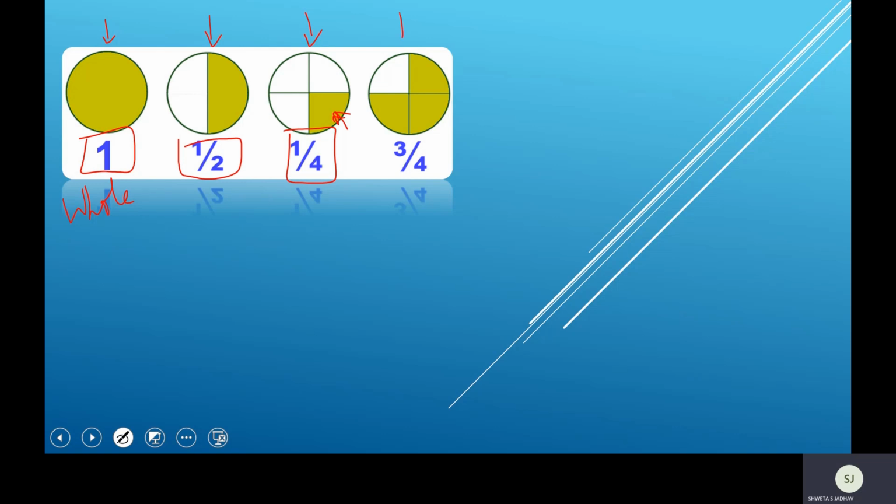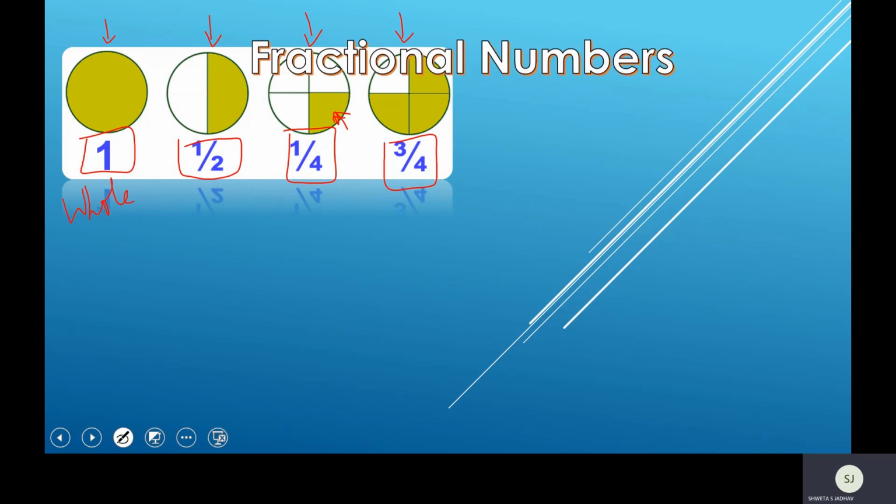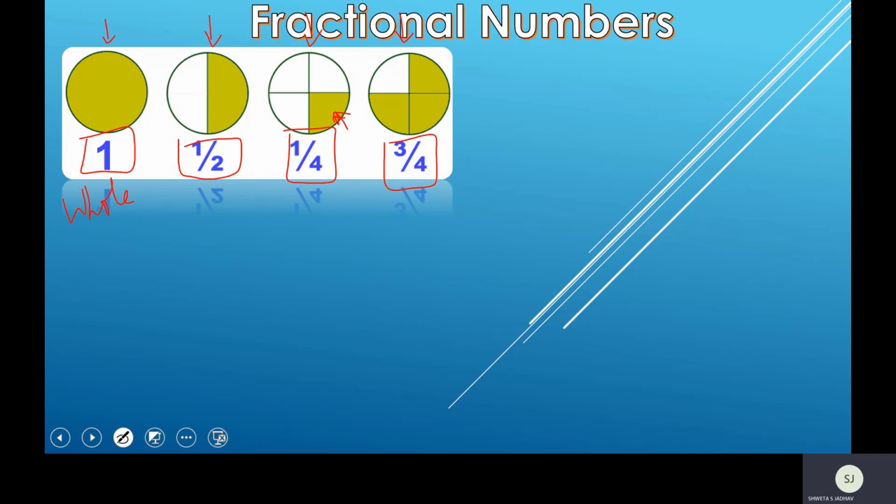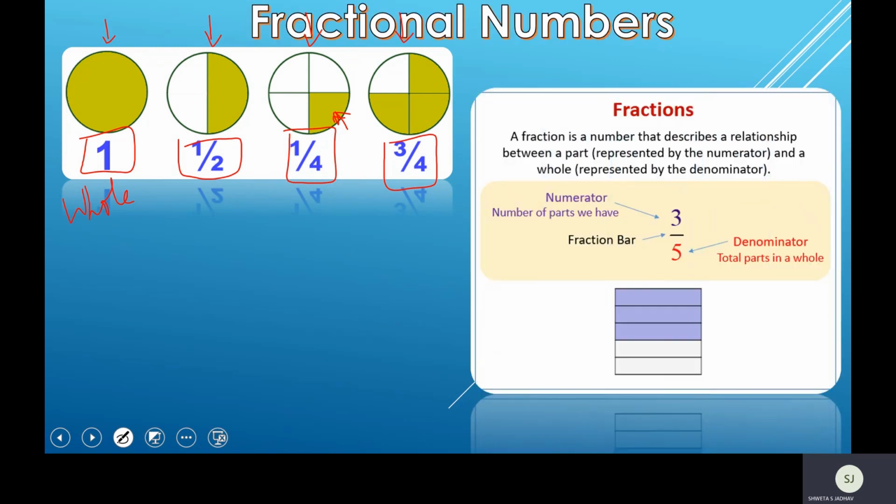In the same way, in the next figure, we have three parts shaded in this circle. So we can make out that 3/4 of the whole is shaded. What are these numbers called? These are called fractional numbers. So what is meant by a fractional number? A fraction is a number that describes a relationship between a part and a whole.